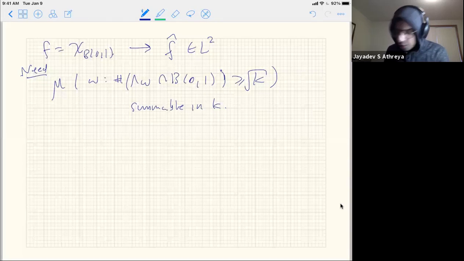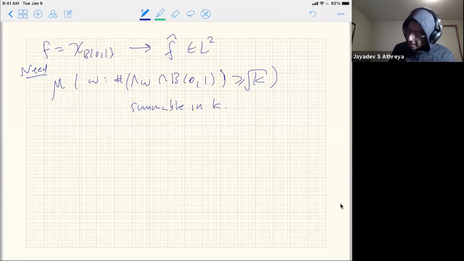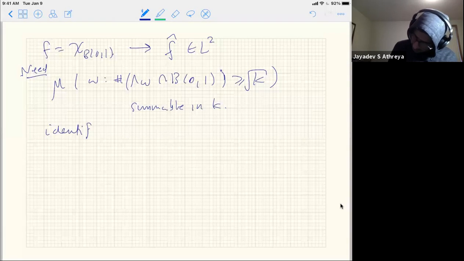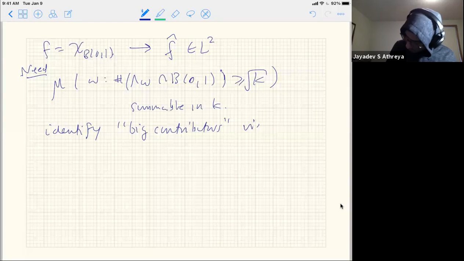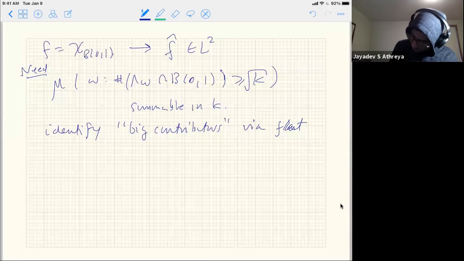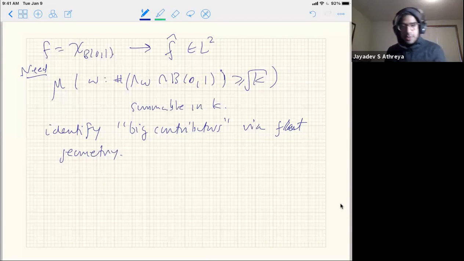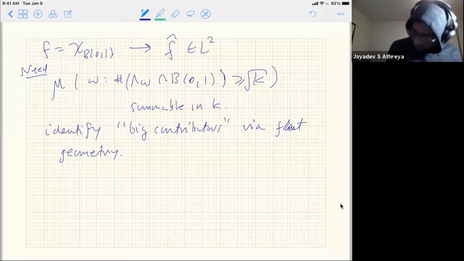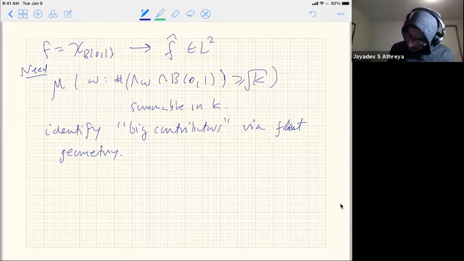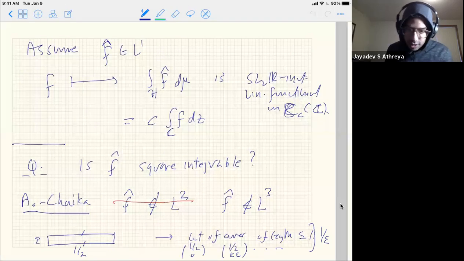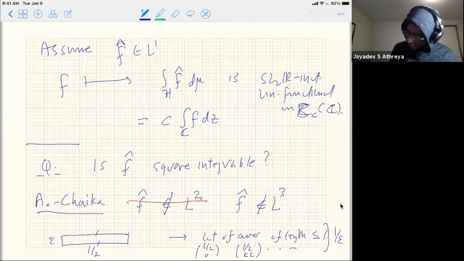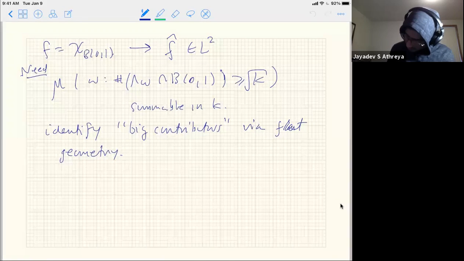And so we need to estimate the measure of this collection of sets. What we do is identify the big contributors to this set via the flat geometry of the surface. So we actually analyze the surface and ask, what are the possibilities of getting a lot of short saddle connections or a lot of not too long saddle connections? A key idea is that this picture of this cylinder is one that can contribute a lot, but we can control the measure of that very easily.